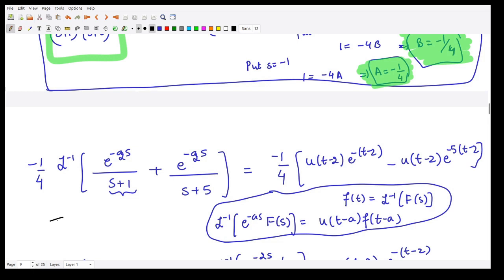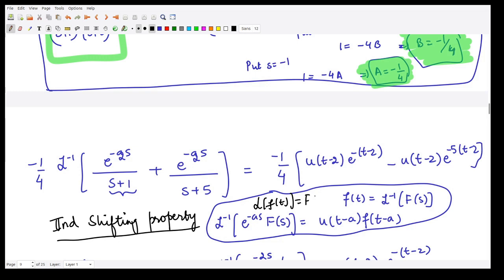What does the second shifting property say? It says that whenever you have the function f of t and you define the Laplace transform of this function f of t as capital F of s, in that case, the inverse Laplace transform of e to the power minus as F of s is equal to the unit step function displaced by a units, whatever is the coefficient of s in this term, into the inverse Laplace transform of this function again shifted by a units to the right. So this is according to the second shifting property.